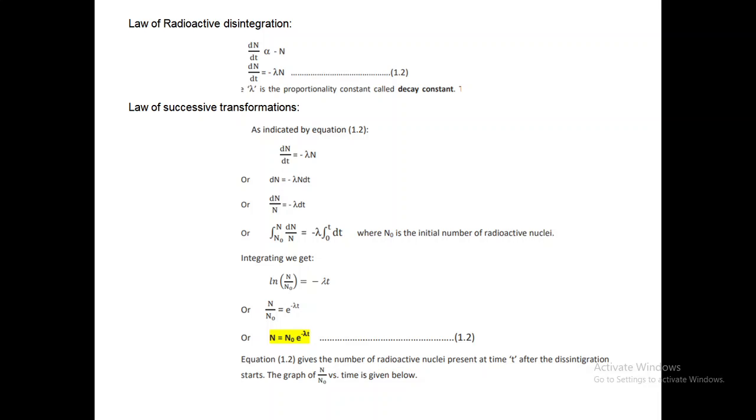Therefore, N over N0 is equal to exponential minus lambda t, where N is equal to N0 times e to the power minus lambda t. The equation gives the number of radioactive nuclei present at time t after the disintegration starts. So, what does the graph of N over N0 versus time look like? So, this is the ultimate graph of particle ratio versus time. Over time, the particle ratio N upon N0 decreases exponentially. So, this is a very important graph.